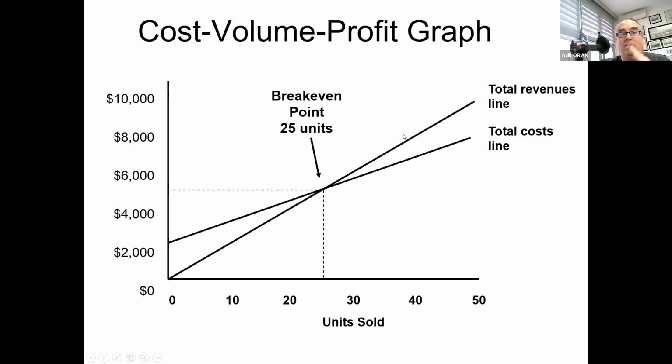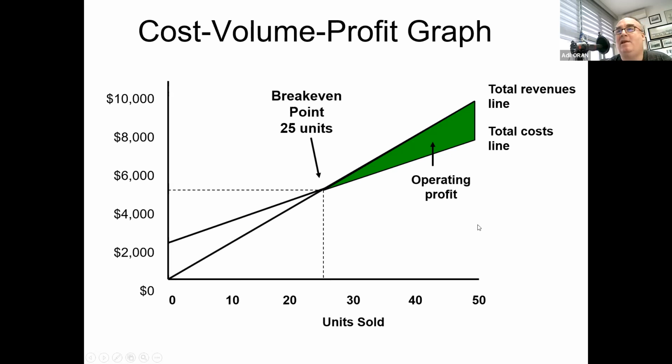So the total revenue is steeper because its slope is 200 per unit, whereas the total cost is only 120 per unit. Initially, up to the break-even point, the point where they intersect, this vertical distance is how much money you're losing at each of these sales levels. If you sell 10 units, you're losing this much. If you sell 20 units, you're losing this much. If you sell 25, you have broken even. And beyond this point is when you are making a profit.